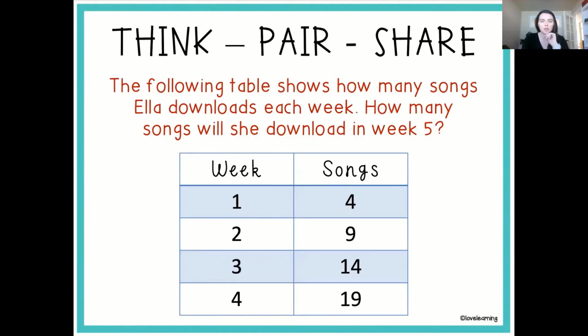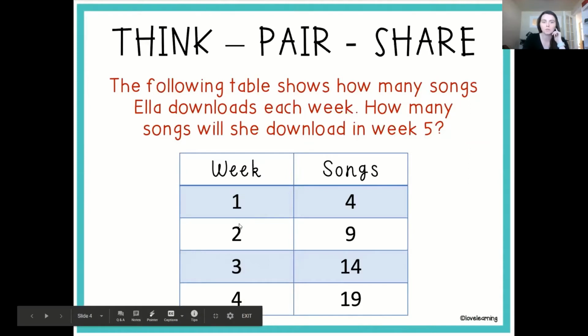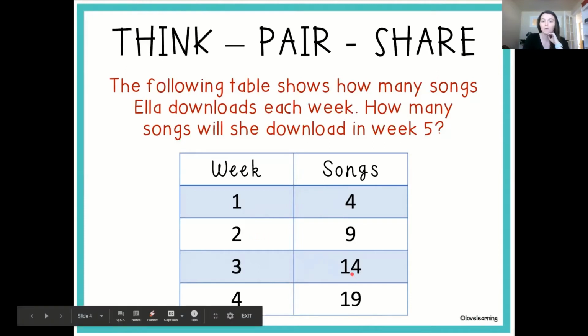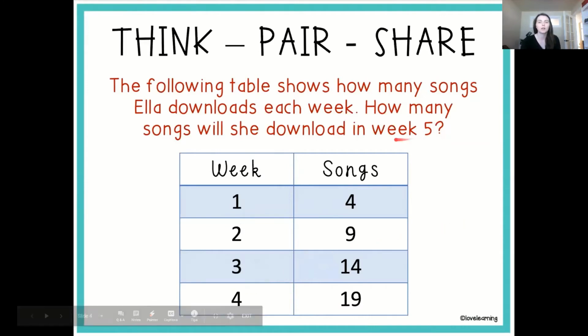So we've got a table here. On the left side, it has week 1, week 2, week 3, and week 4. And on the right side, we have songs, and we have 4 songs in week 1. We have 9 songs in week 2, 14 songs in week 3, and 19 songs in week 4. Now we are trying to figure out how many songs will she download in week 5.